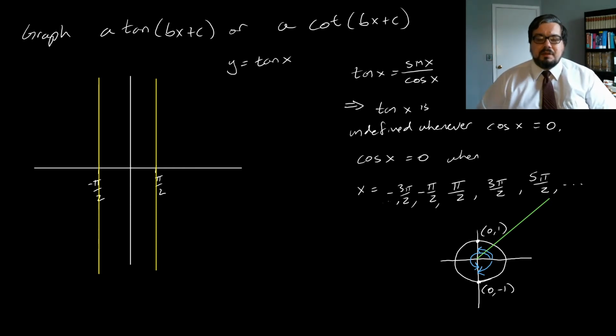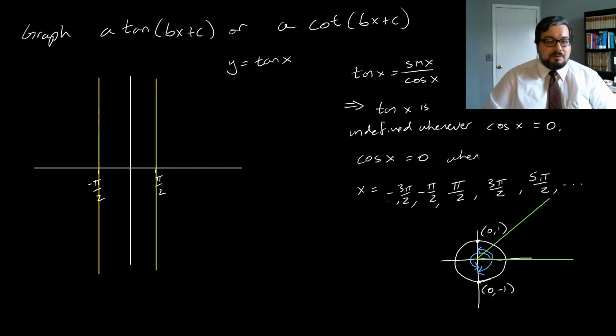For instance, we can see that tangent of 0 is going to be 0, and that's because if we look at the angle 0, which heads off directly to the right, the terminal side of that angle is horizontal, and the slope of a horizontal line is 0. So we can label the point (0, 0) on the graph of tangent.